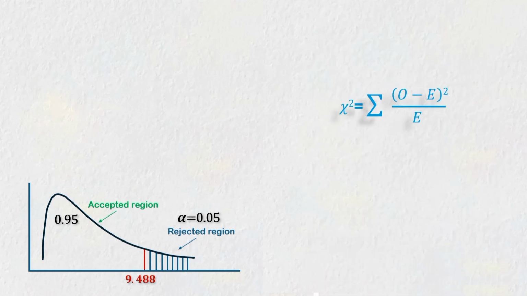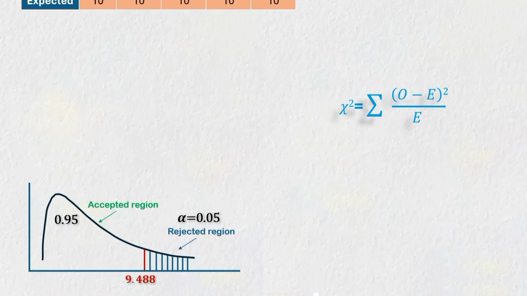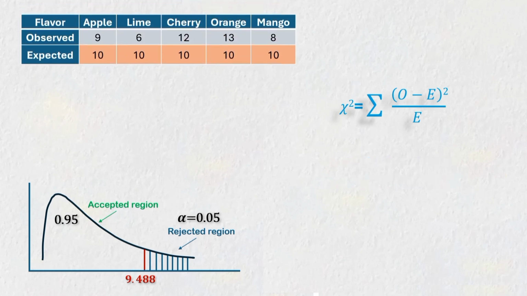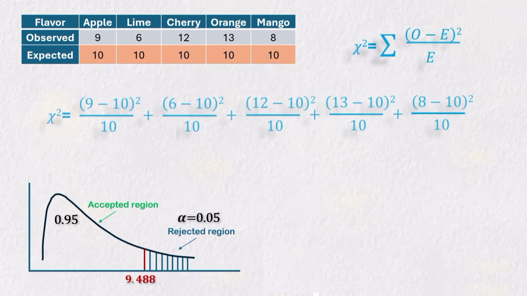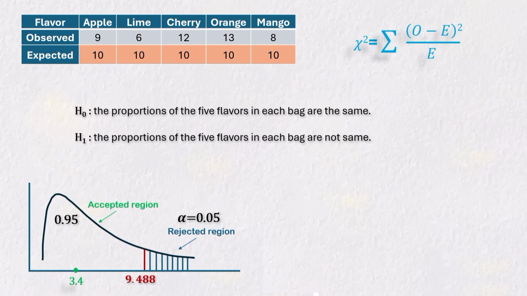The formula of the chi-square test is the summation of O minus E, whole squared, divided by E, where O is the observed frequency and E is the expected frequency. Now we calculate this equation for each categorical value. Putting in these table values, we get 3.4. This value lies in the acceptance region, so we accept the null hypothesis. That means the proportions of 5 flavors in each bag are the same.